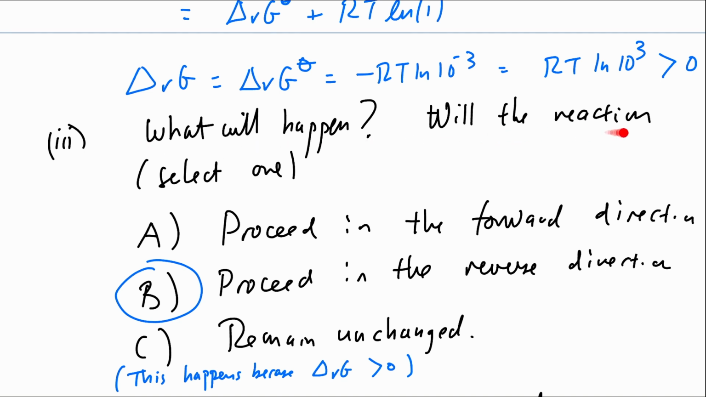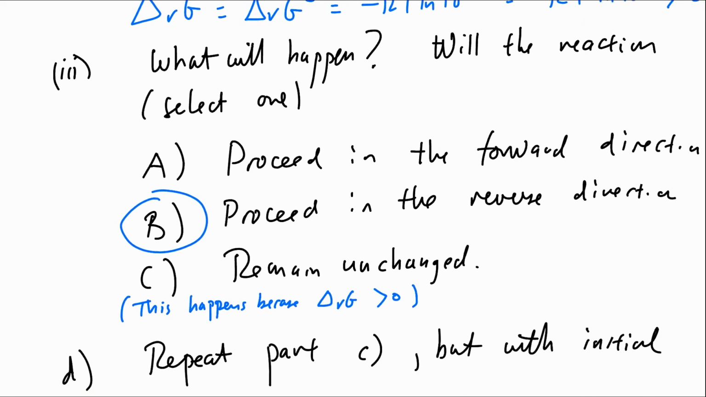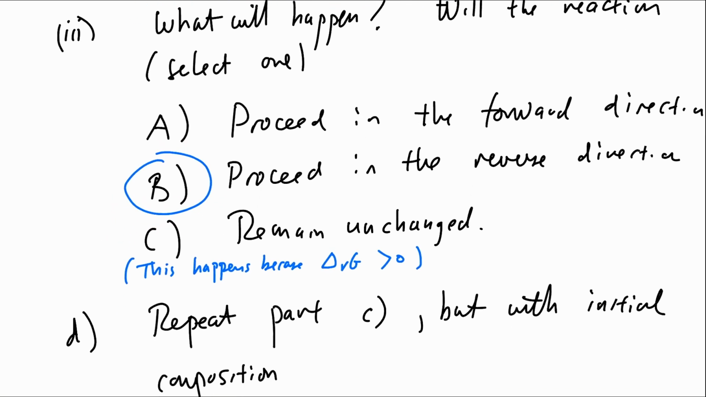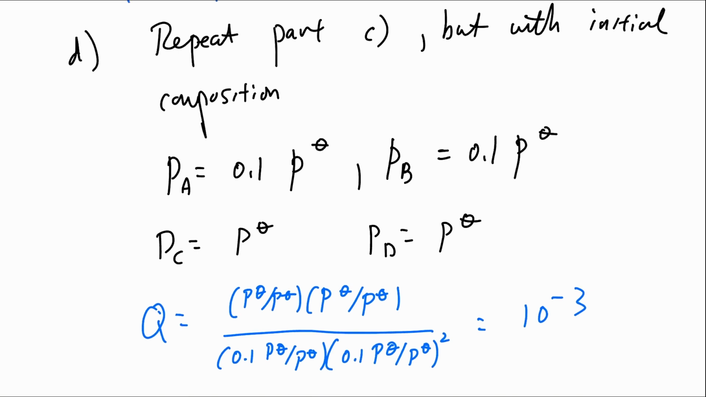So I ask you, what will happen? Okay? And I say select one. And so this is a multiple choice. It proceeds in the reverse direction, as we've already discussed. And this happens, of course, because the delta G of the reaction for what I actually prepared happens to be at standard state, and it happens to be positive, and so it's going to go in reverse. Now, if you didn't know how to do that part, this is why these multi-step questions are not necessarily always good.